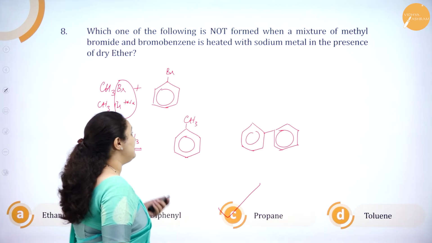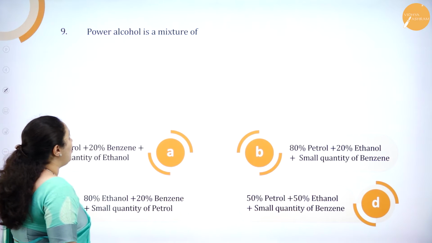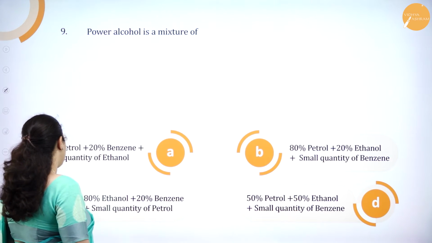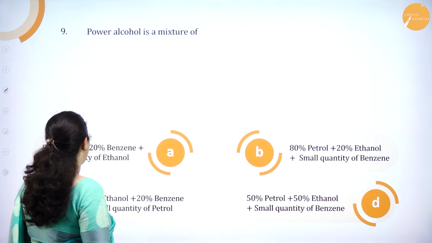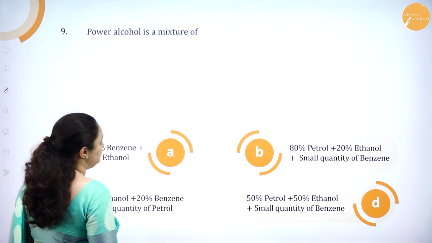Okay. So that is about the 8th question. 9th one. Power alcohol is a mixture of option A, 80% petrol and 20% benzene plus small quantity of ethanol.